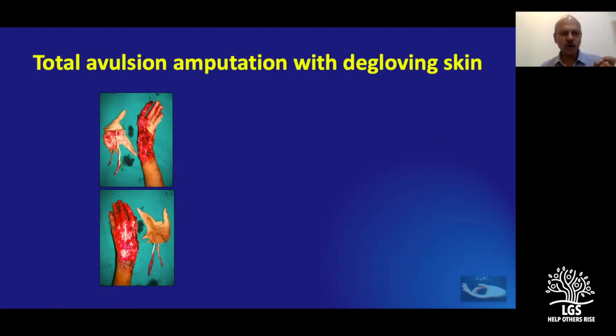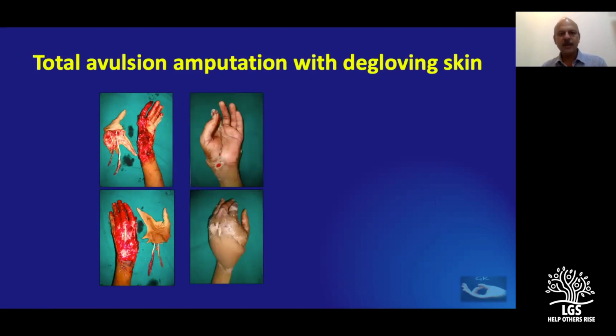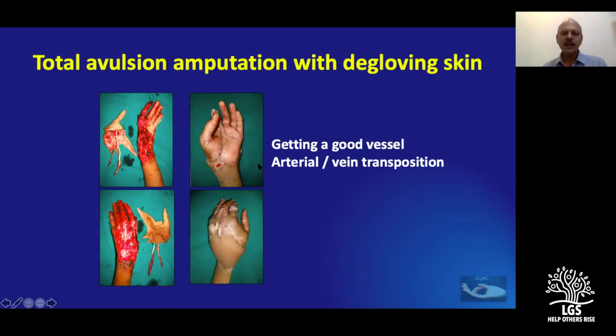Here in this total avulsion amputation, I think I showed you this example last week also, where we have transposed the artery from the index finger. We transposed the artery from the index finger to the thumb.